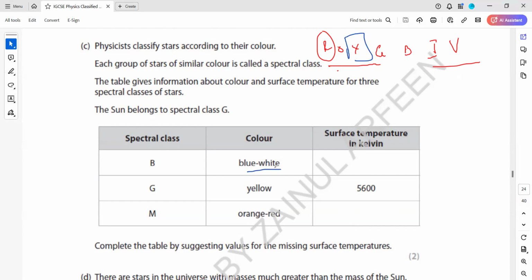This star appears to be blue-white, meaning this region. What could be the temperature? It should be higher. So you can just make it double, like 5600, you can write 11,000. Any value, but higher than 5600. And this appears orange and red, like this region, so its temperature should be lower. You can write 2500, 2800, 3000, any number, but it should be less than 5600. So the color of the star depends on its temperature. Violet, indigo, higher frequency or shorter wavelength means higher temperature of the star.